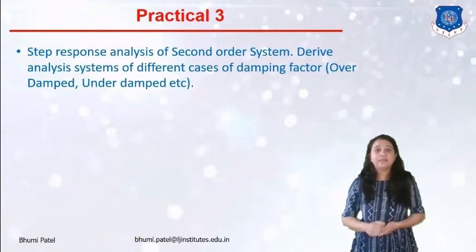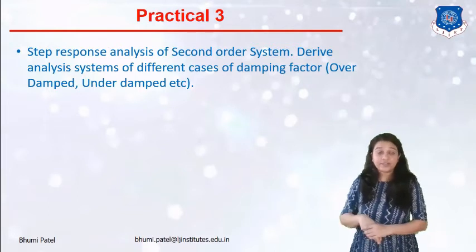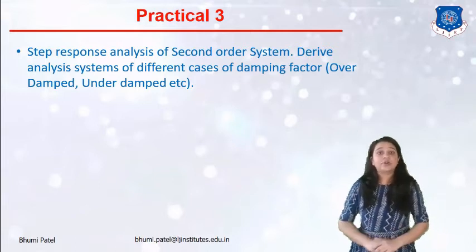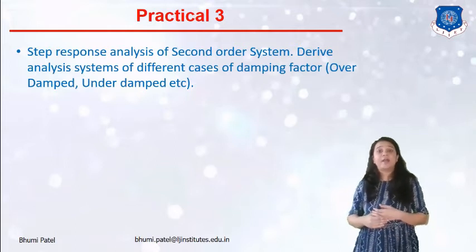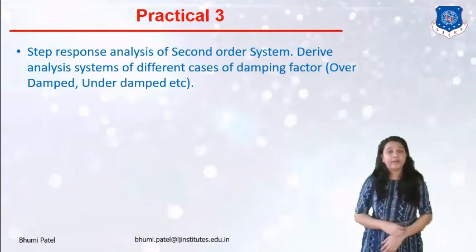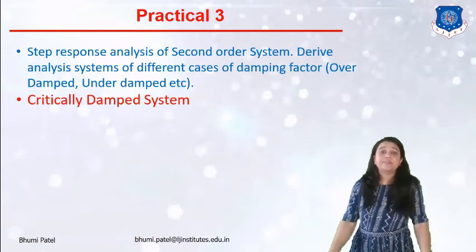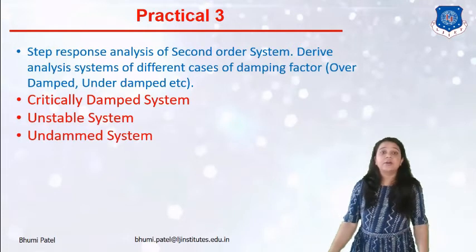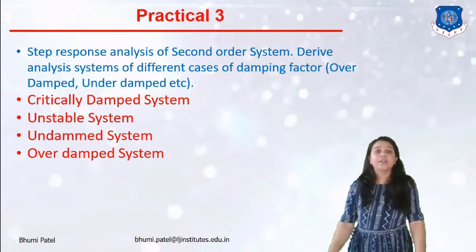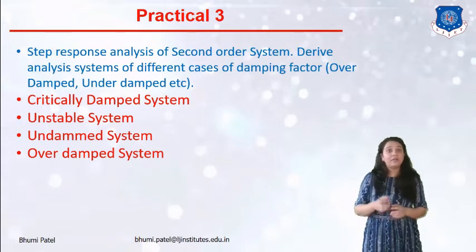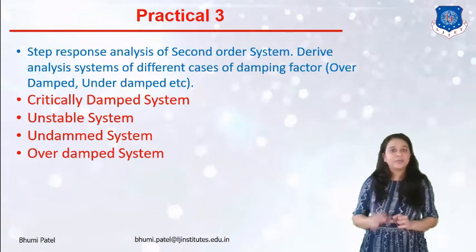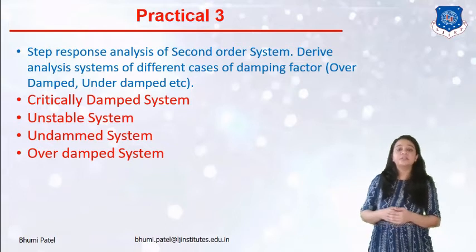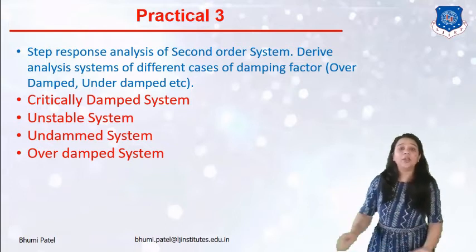Now the next practical is we have to analyze the step response of the second order system, and then we have to derive the analysis of the system of the different cases of the damping factor like overdamp, underdamp, undamp system. So using this practical we have to find the critical damp system, then the unstable system, undamp system, and the overdamp system. So in this practical we have to put some step response of the second order system, and then we have to derive the critical damp system, undamp system, unstable system, and the overdamp system.